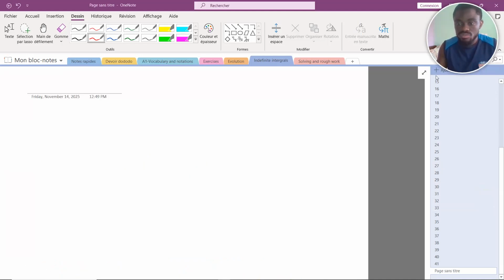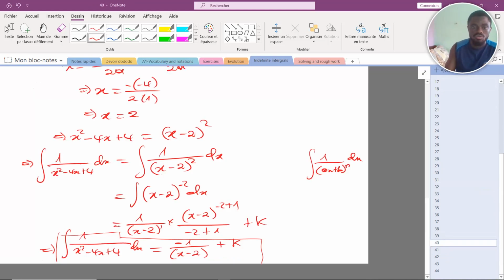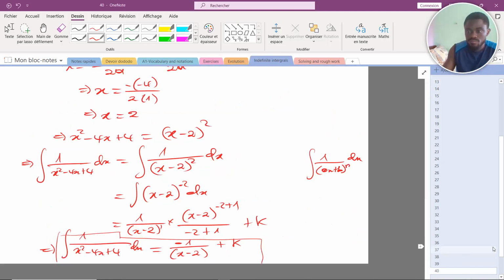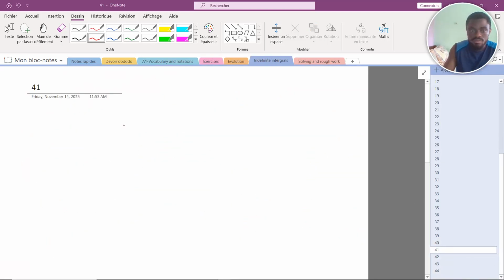Let me create a new sheet of paper. Okay, so that's how you integrated this. You see that it's very simple. So let's move to the next one. We're going to integrate this: 15 over 4x squared plus 8x plus 13. Let's move to the next paper.